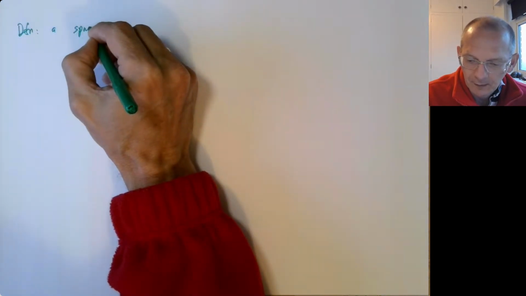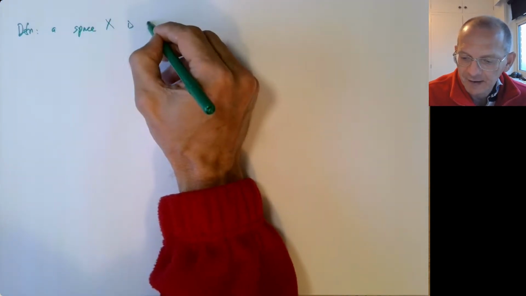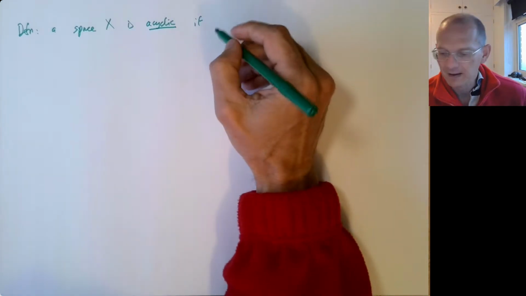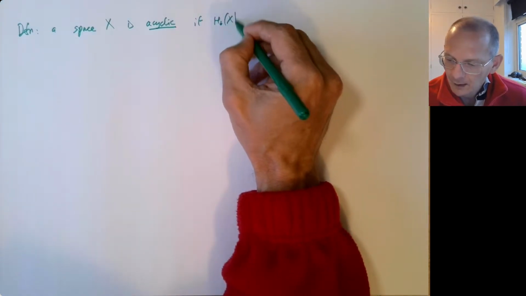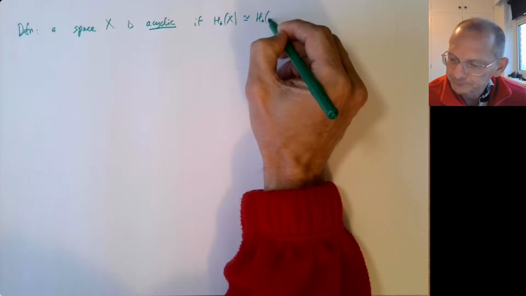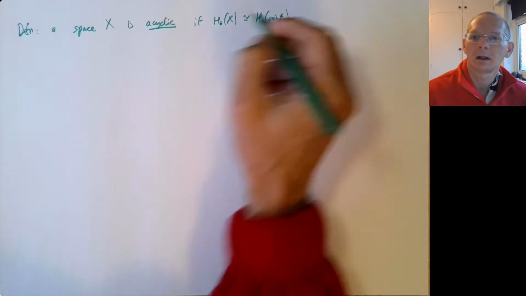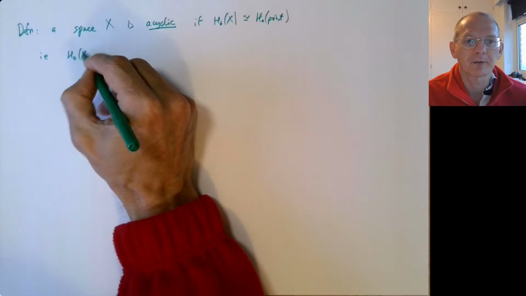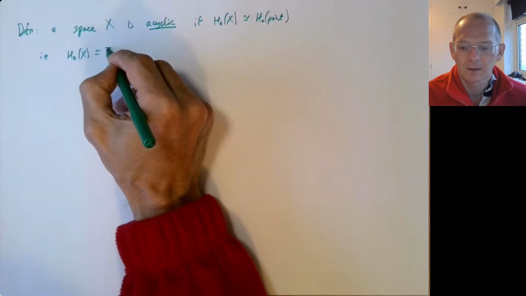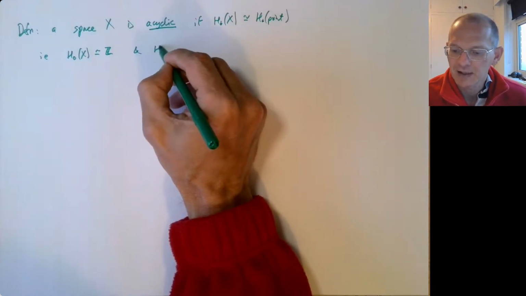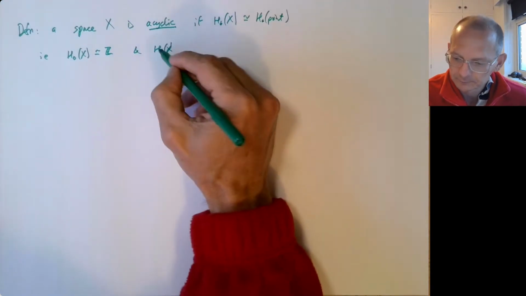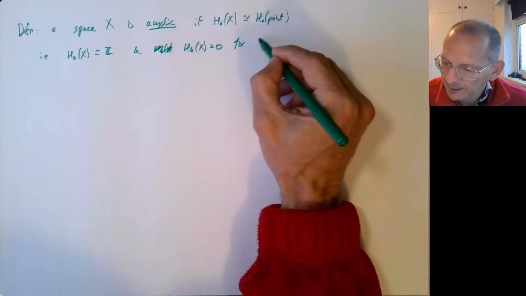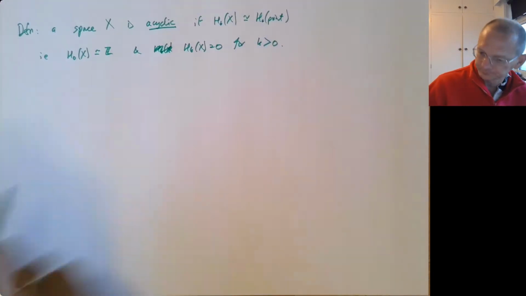So a space X is acyclic if the homology of X is isomorphic to the homology of a point, which is the same as saying that H_0(X) is isomorphic to Z, and H_k(X) is 0 for k bigger than 0.